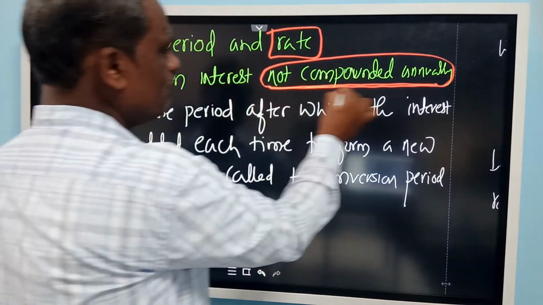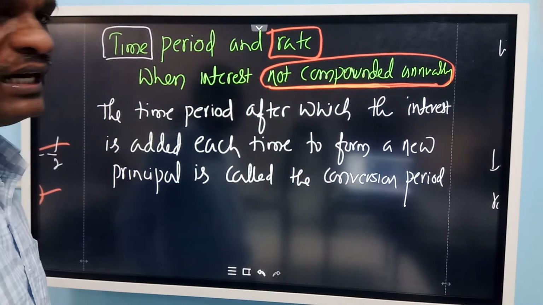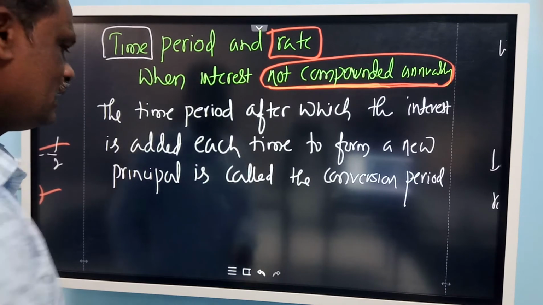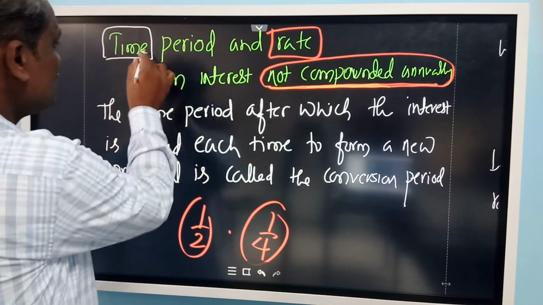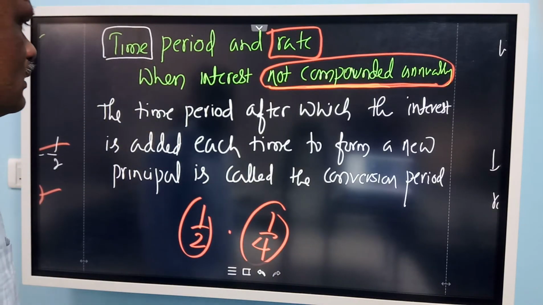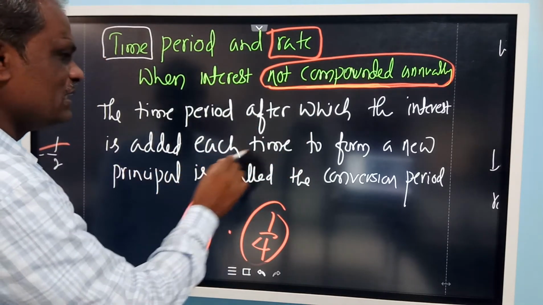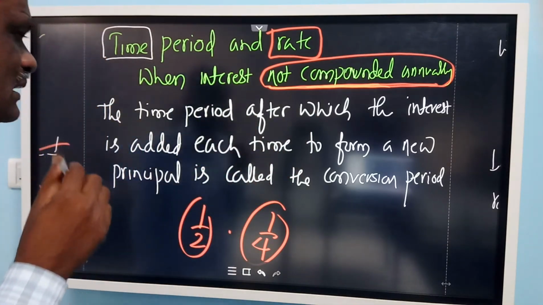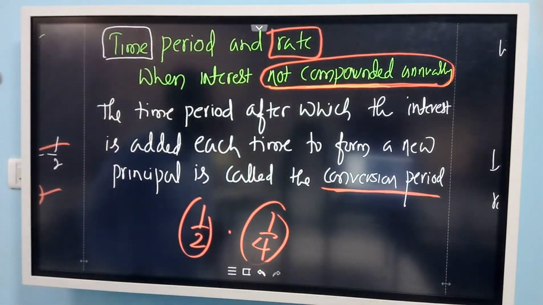If interest is not compounded annually, that means it may be half yearly or quarterly, then what happens to the time and the rate? Look at this. The time period after which the interest is added each time to form a new principal is called the conversion period. So remember what conversion period means.